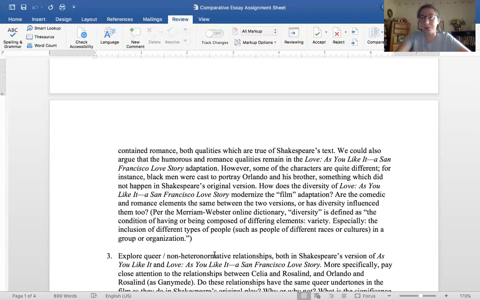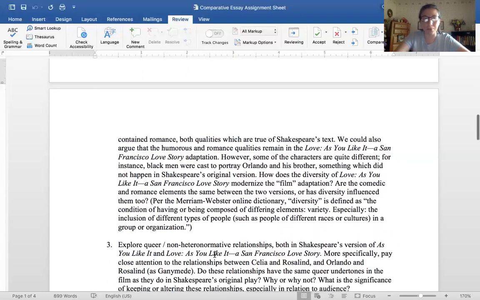And then I've gone ahead and I've given you a definition of diversity from the Merriam-Webster Online Dictionary. If you want to, you can go ahead and quote that definition in your essay. That would be totally fine.